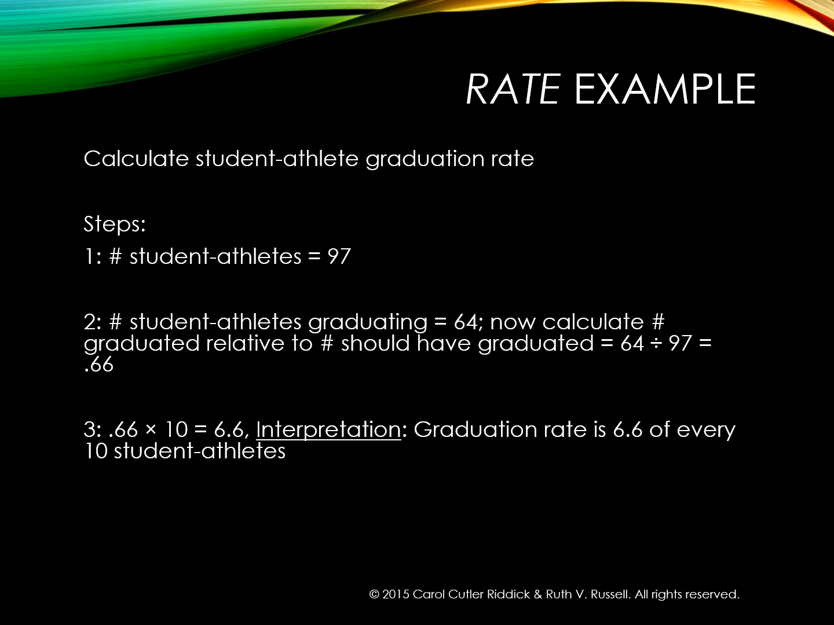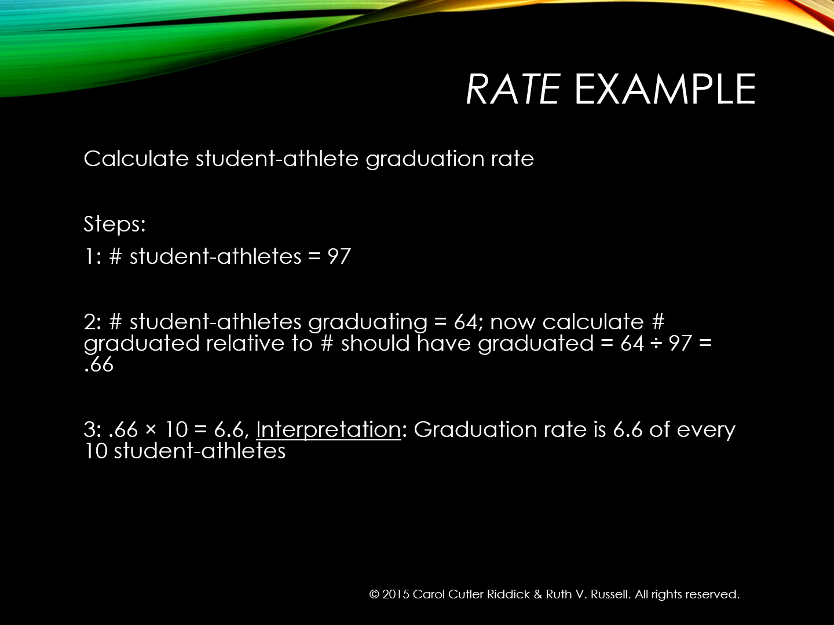So here we have 97 student athletes, and we're going to say 64 of them are graduating. So what we're trying to do is understand the graduation rate of our student athletes. Since we've got 64 graduating, we'll divide that by the number of student athletes in total. So 64 divided by 97 gets us a number of 0.66. And then we want to multiply it by some kind of base to help understand it a little bit. So if we want to say how many student athletes out of 10 are graduating, we'd multiply that by 10.